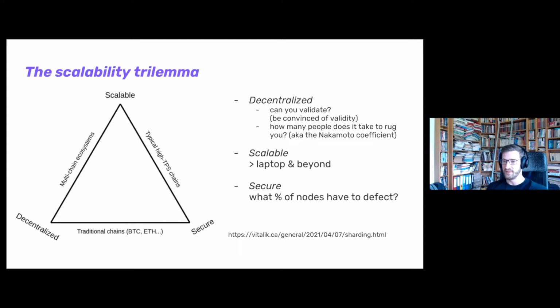An example for a multi-chain ecosystem is the Cosmos ecosystem, if you've heard of that. On the other side, you have high TPS. TPS is transactions per second, and that would be chains like Solana. So these are scalable. They handle a lot of transactions, and they're secure in the sense that it takes a majority of the nodes to defect. But they're fairly centralized because there's not that many validators. And the reason why is that it takes a lot of hardware to validate. You can't validate at home, and so you have to trust the validators, that what the validators are saying is correct.